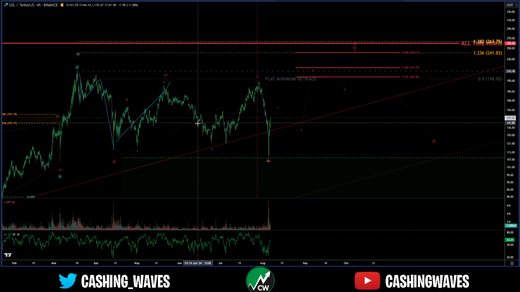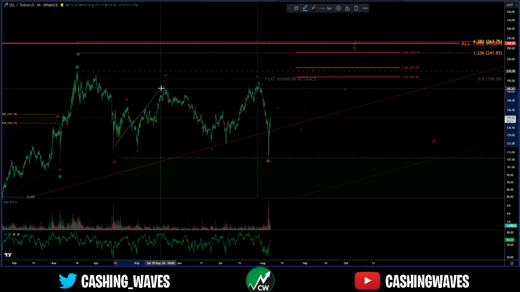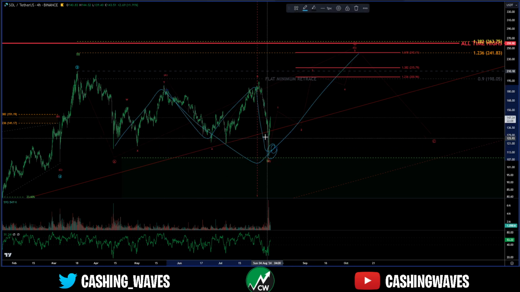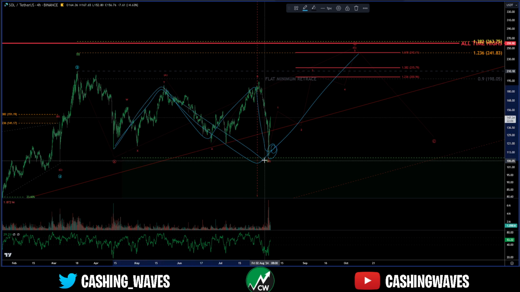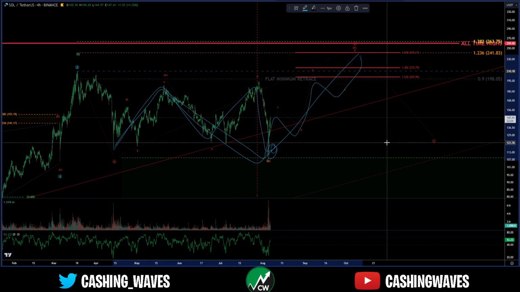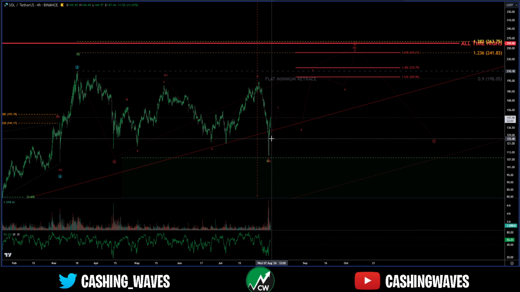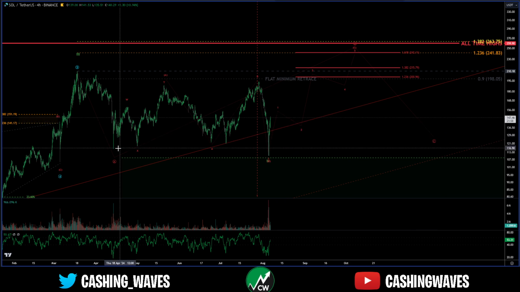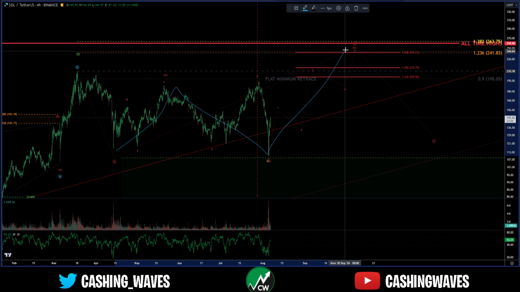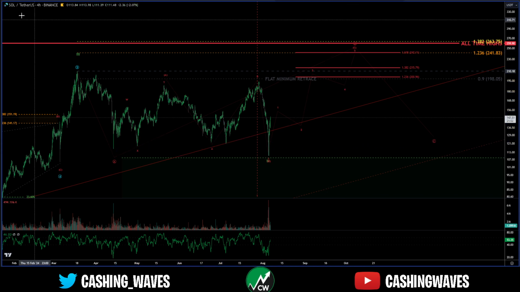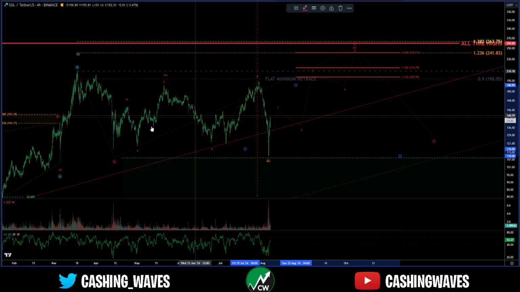So in this scenario, we're still in the middle of a larger B wave, like so, with an expanded flat as a B within that B wave. 3, 3, 5. Now in this scenario, this would be an expanded flat in itself, as you can see. We did make a lower low. I took the extensions of our A wave off our B in the expanded flat version.